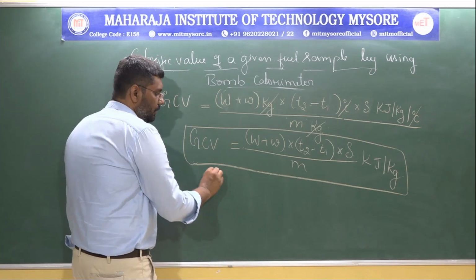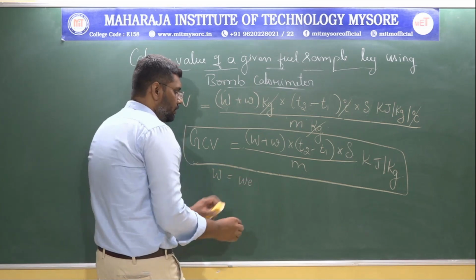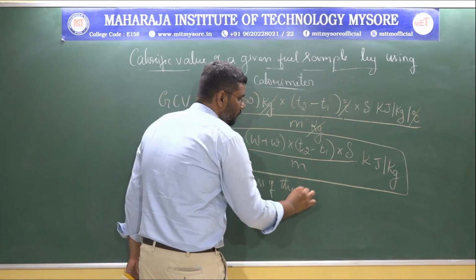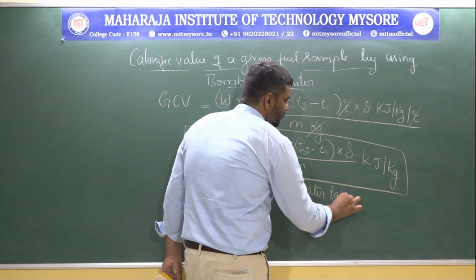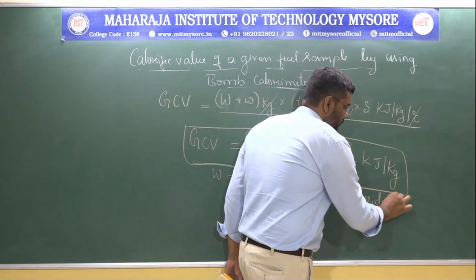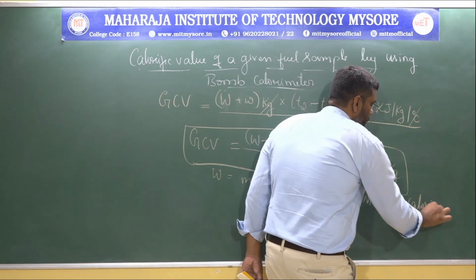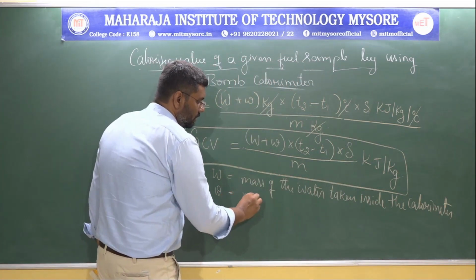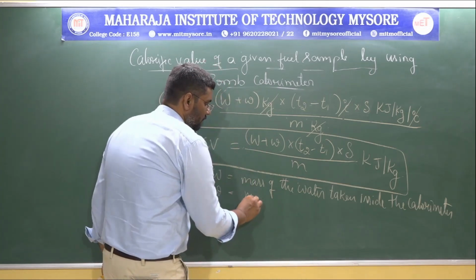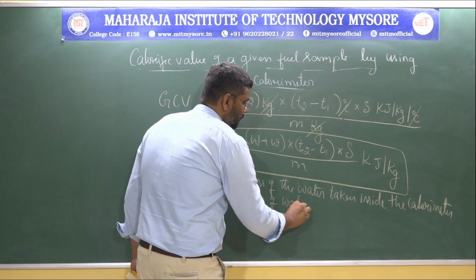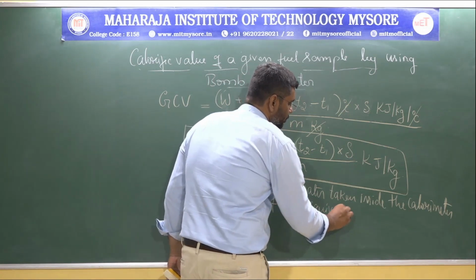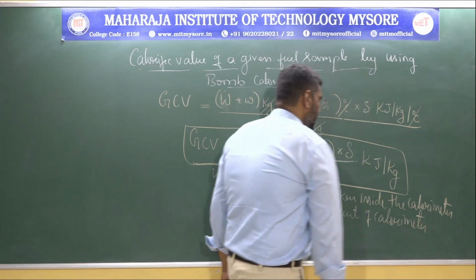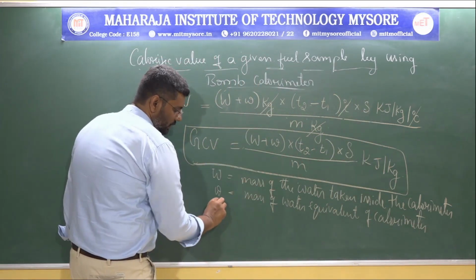So under this, what is W? Capital W means the mass of the water taken inside the calorimeter, and small w is the water equivalent, the mass of water equivalent of the calorimeter, and T2 minus T1 degree centigrade.